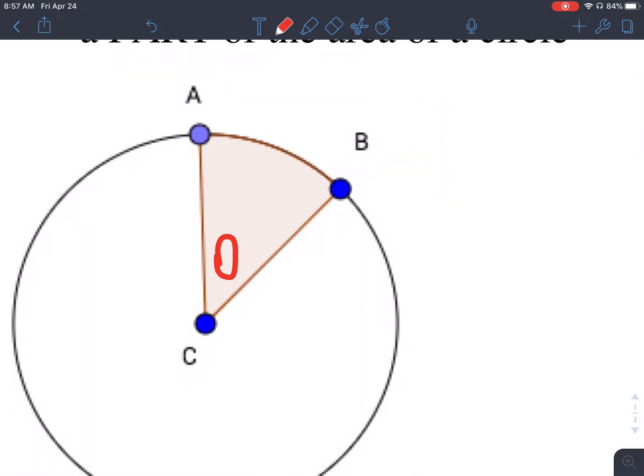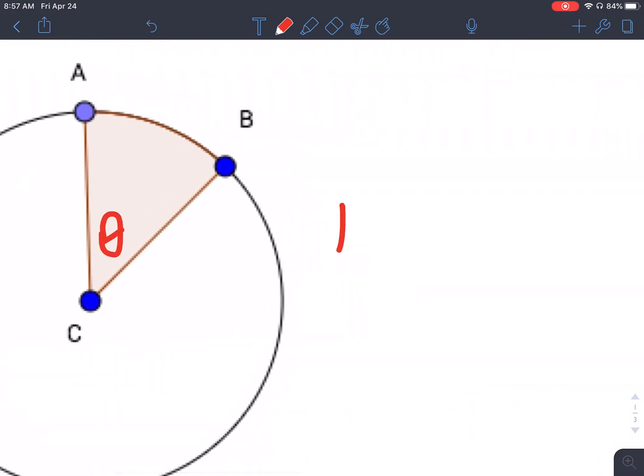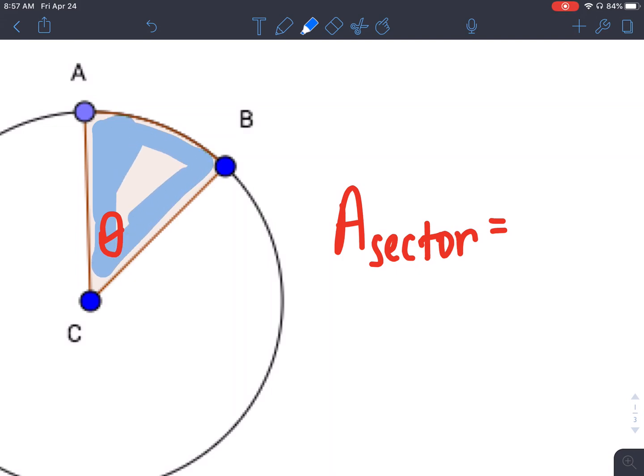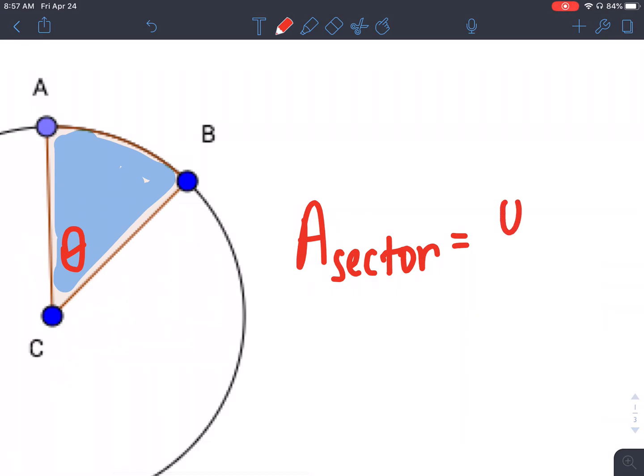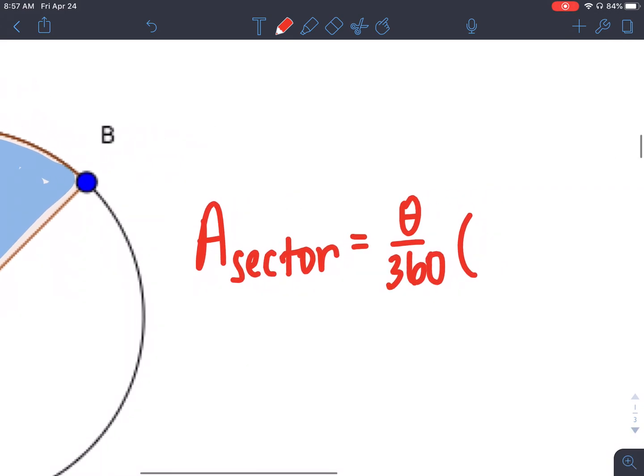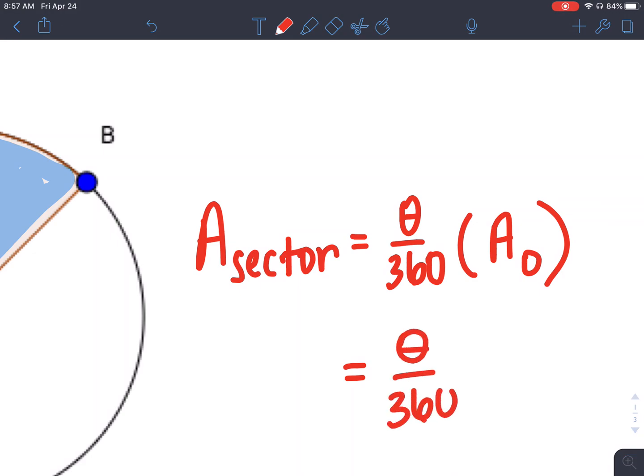I have theta right here, whatever that angle measure happens to be. In our warm-up, it was 90 degrees. If I want to find the area of that sector, which would be that entire shaded region, that piece of the area, I'm going to do theta divided by 360, because we're trying to figure out what portion of the area that is, times the area of a circle, which, for area of a circle, we really only use one, which is pi r squared.